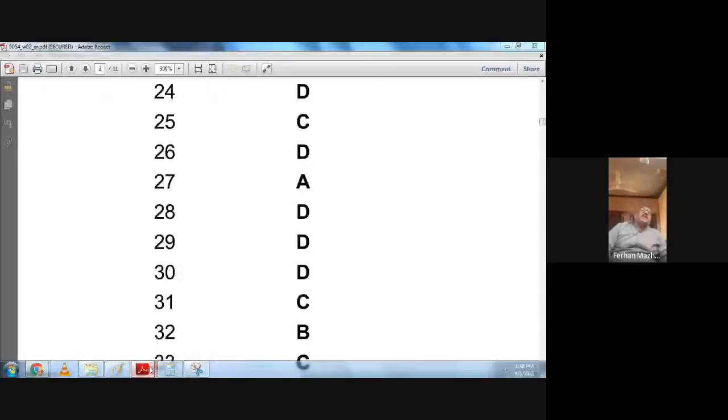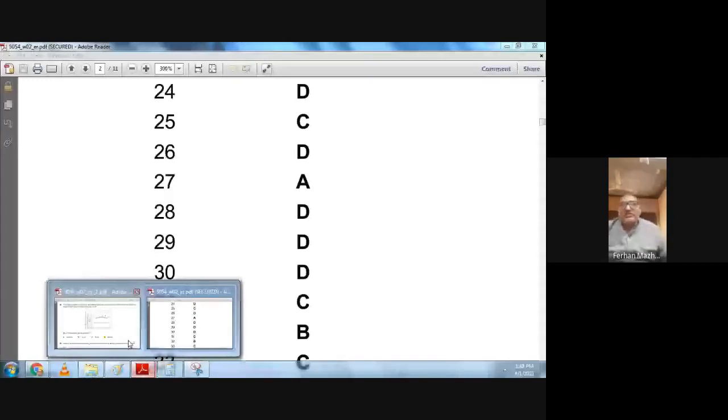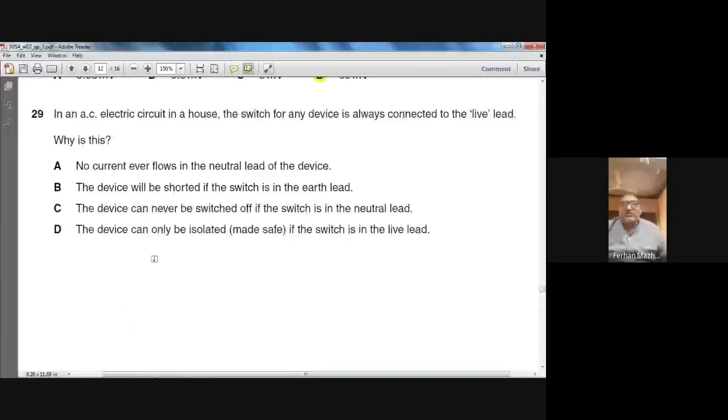In an AC electric circuit in a house, the switch of any device is always connected to the live lead. Why is this? We always put the switch in the live, so that when you open the switch, your appliances are cut from the live current. So no live current can flow. Okay, so why is this? No current ever flows in the neutral lead of the device.